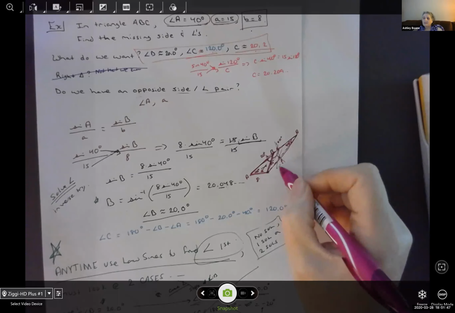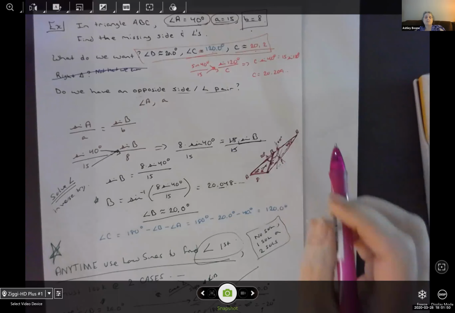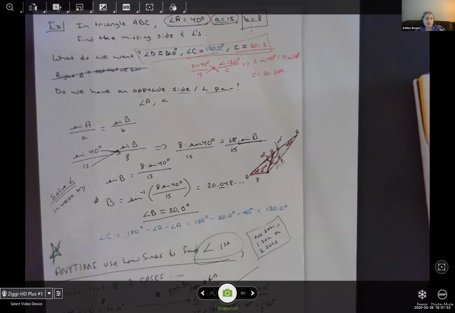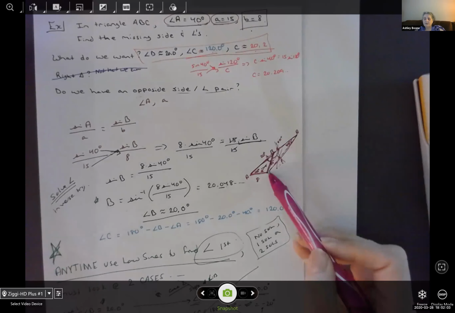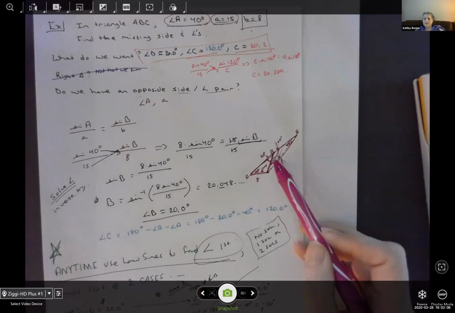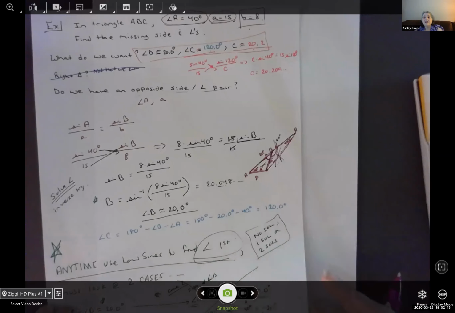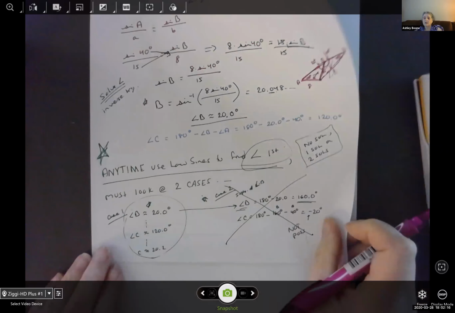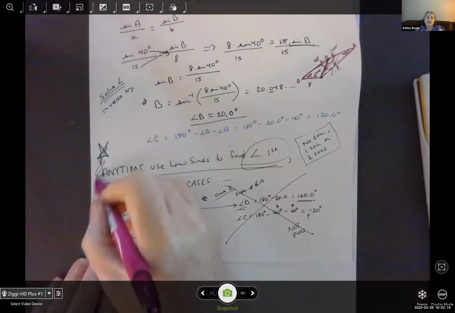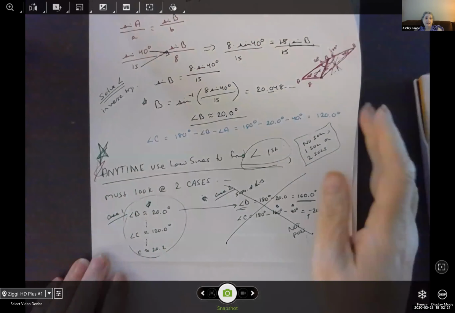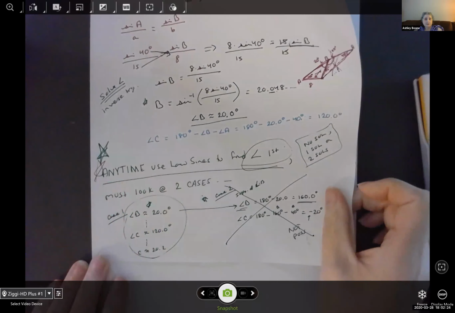And one of the reasons why, look at this, remember with triangles, your smallest side is going to be opposite the smallest angle. Your largest side is going to be opposite the largest angle. 20 degrees is smaller than 40. 8 is shorter than 15. 120 degrees is a lot bigger than 40, but notice that side would have been a lot bigger. But that's just a quick graph to look at. It is possible to have more than one solution. Remember that. If you use the law of sines to find an angle, make sure you look at two possibilities.